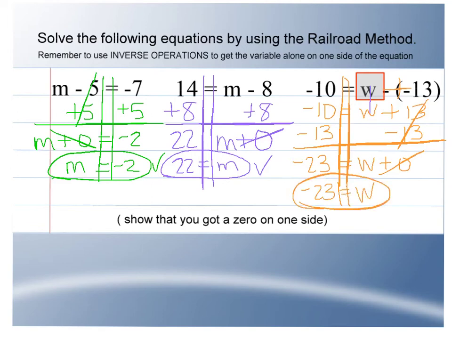Last step, double check, make sure that works. And in this one, I'm just going to go ahead and write this one out. So I have a negative 23 minus a negative 13. And I can do the keep, change, change again. So I have negative 23 plus 13, and that does give me negative 10. So that one checks too.